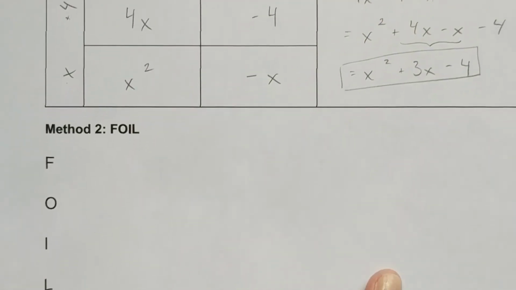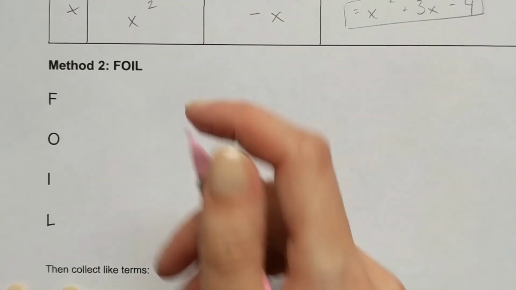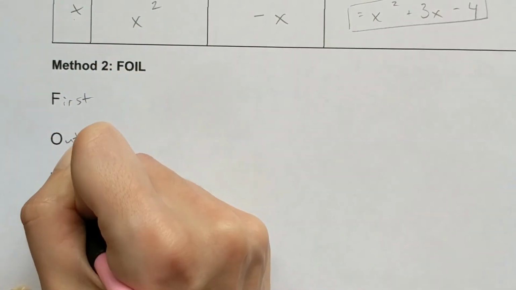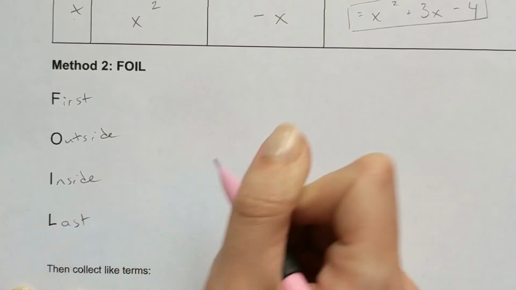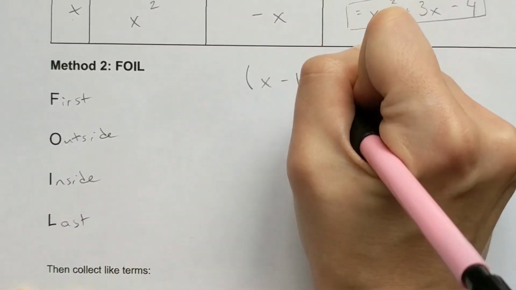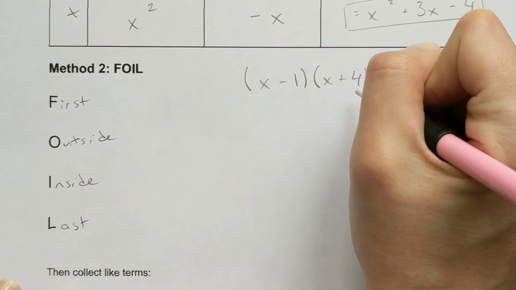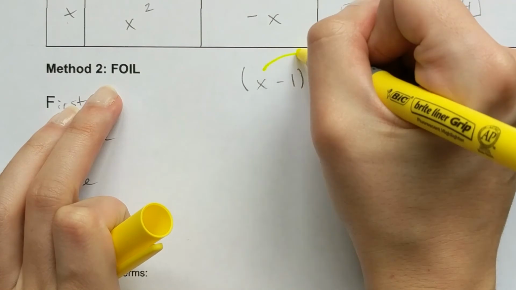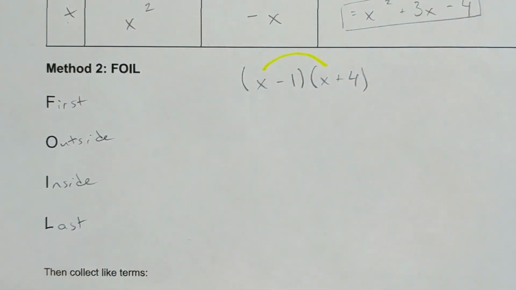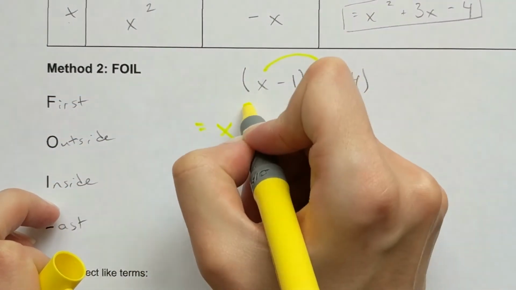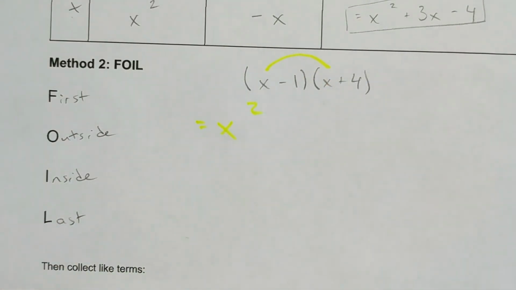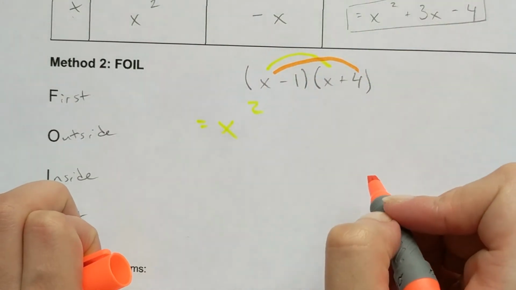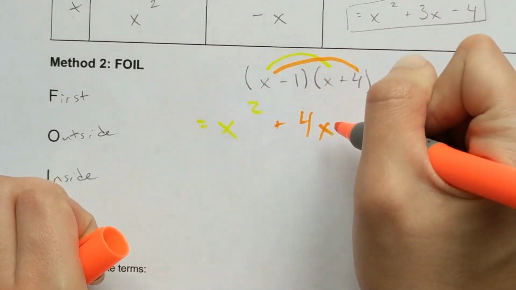Let's go ahead and try that with the FOIL method. Remember, FOIL stands for first, outside, inside, last. My question is x minus 1, x plus 4. We're going to start by doing the first terms. X times x is x squared. Then we are going to do our outside terms. X times 4 is positive 4x.